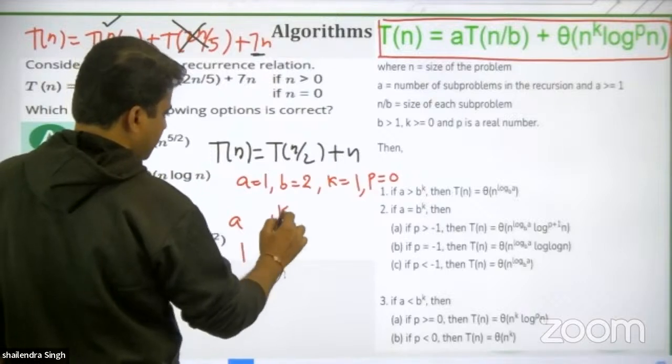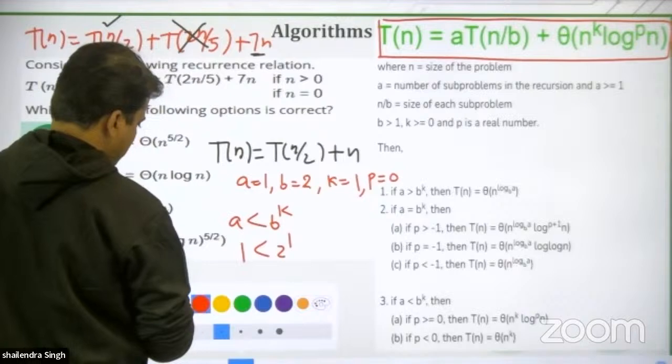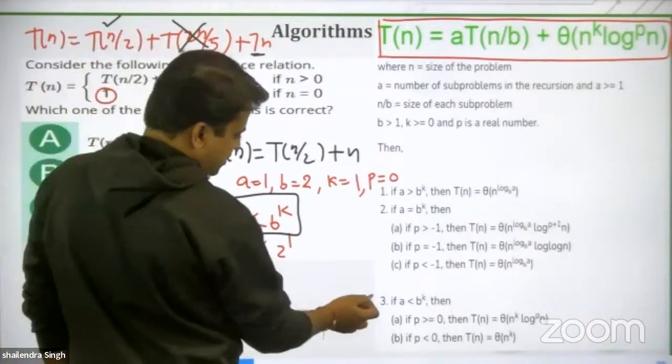a is 1, b to the power k and 2 to the power 1. Which one is greater? Sir, this one is greater. So which case is this, dear student? This is a less than b to the power k. So this is case third.